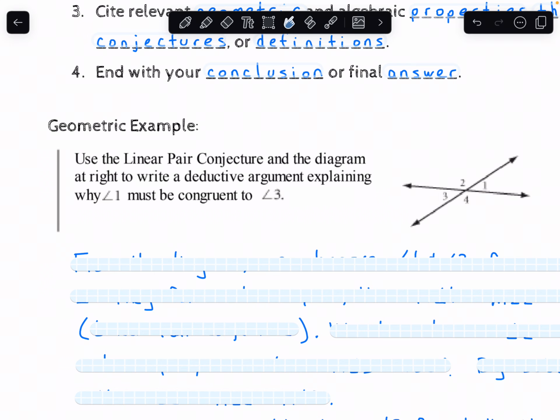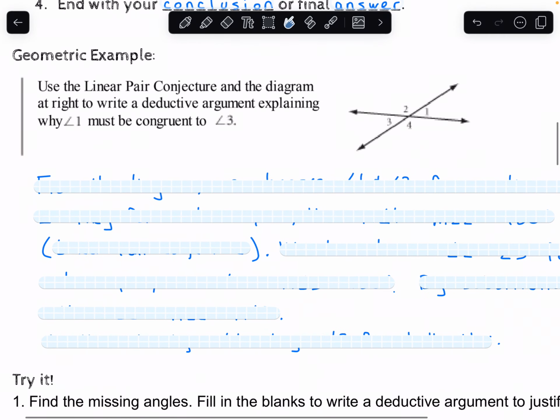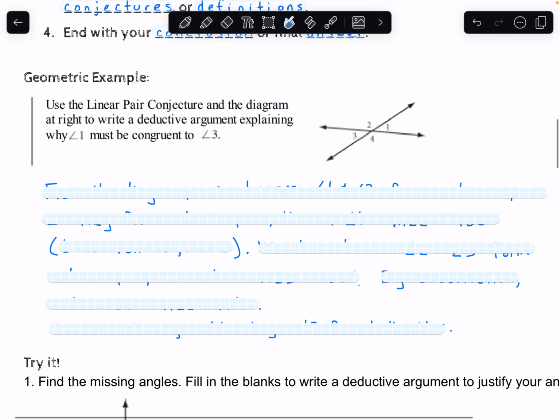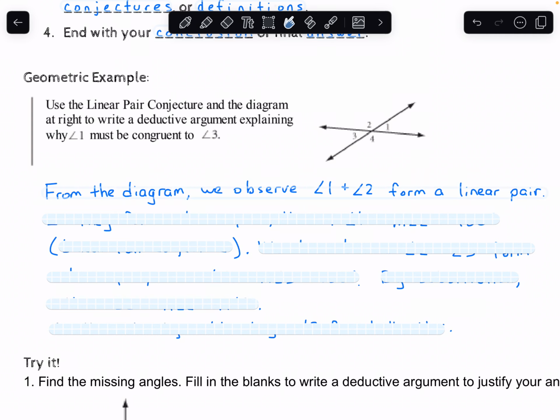Now, we already know a different reason why angles 1 and 3 are congruent. That would be the vertical angles. But this could serve as a proof for the vertical angles property. So first of all, from the diagram, we can observe that angles 1 and 2 form a linear pair.